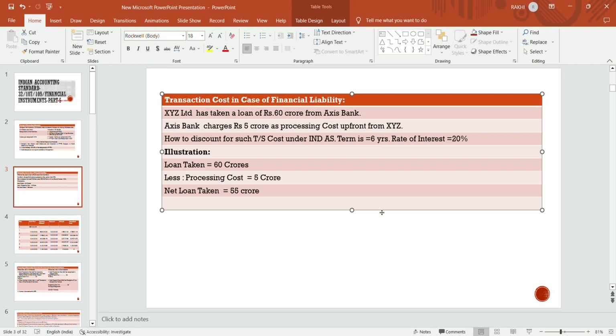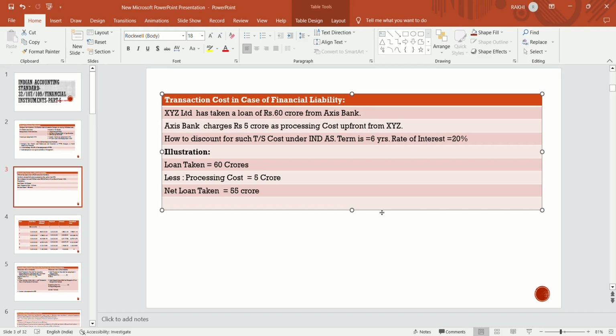So loan taken is 60 crores. Processing cost is reduced in case of financial liability because for XYZ Limited, it's a financial liability. Loan is a financial liability. So they will reduce these processing costs from the value of the liability. 60 crore is the value of the loan taken and processing cost is 5 crore. So it should be reduced. So net loan taken is 55 crores.